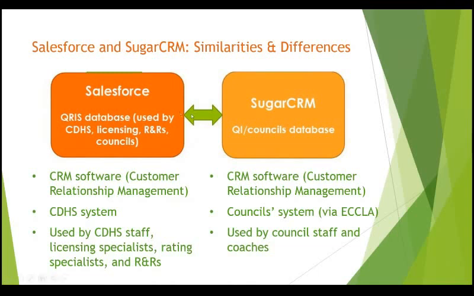And then, I wanted to talk about this green arrow between the Salesforce box and the Sugar CRM box. It means that these two systems talk to each other. Our programmers that ecConnect and DECC have been working with on the Sugar database have been working with the CDHS programmers for months now on this project of making these two databases talk to each other.